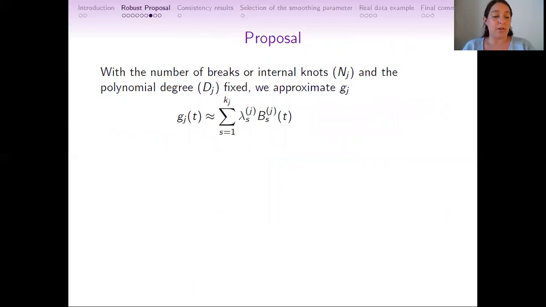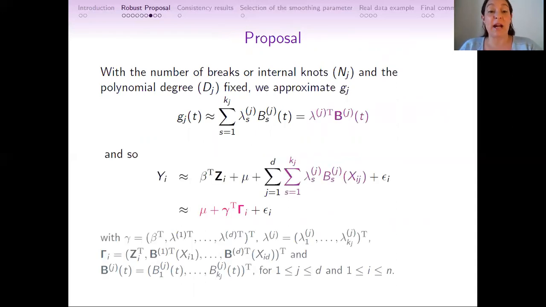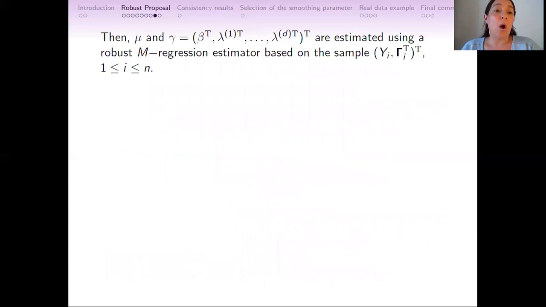So our proposal consists of, with the number of terms in the sum fixed, approximating g_j by a linear combination of B-splines. By doing this, the response variable, y_i, can be approximated by a linear regression model with covariates uppercase Gamma_i. Then the objects to be estimated are the constant mu and the lowercase gamma, which is a vector. So we're going to estimate mu and gamma using a robust M-regression estimator based on this new sample.